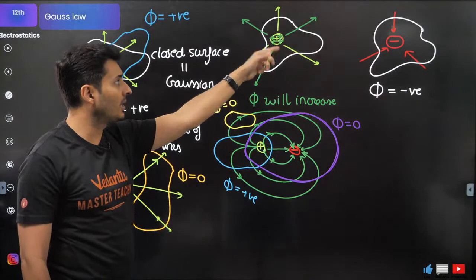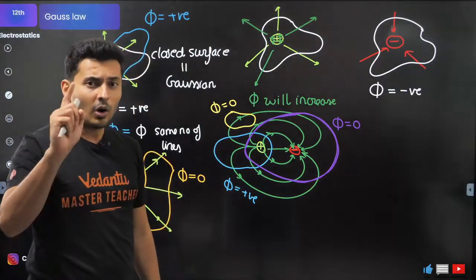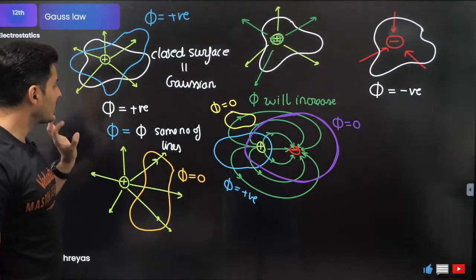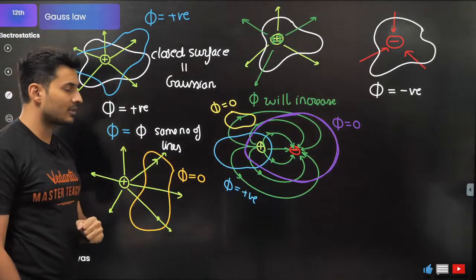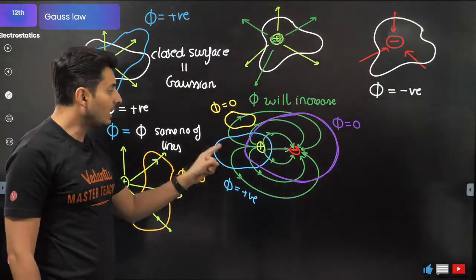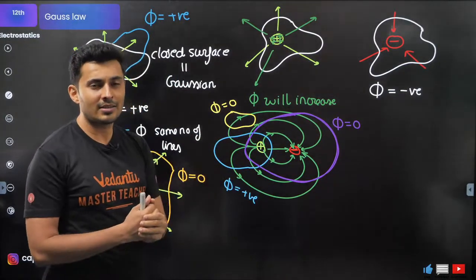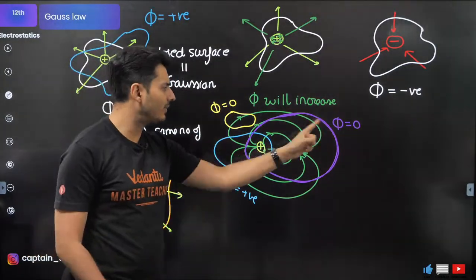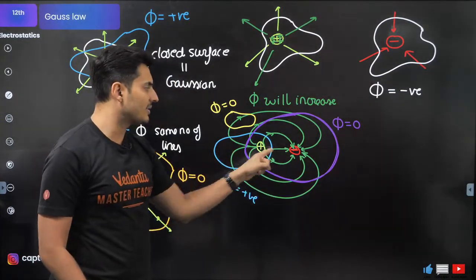If the charge is positive, flux is positive. Charge is negative, flux is negative. Also, if there is no charge inside that particular surface, there is no flux. Not just that, even if there is a charge, but the total charge is 0, then also the flux is 0. That means the net flux completely depends on the charge which is present inside the surface.